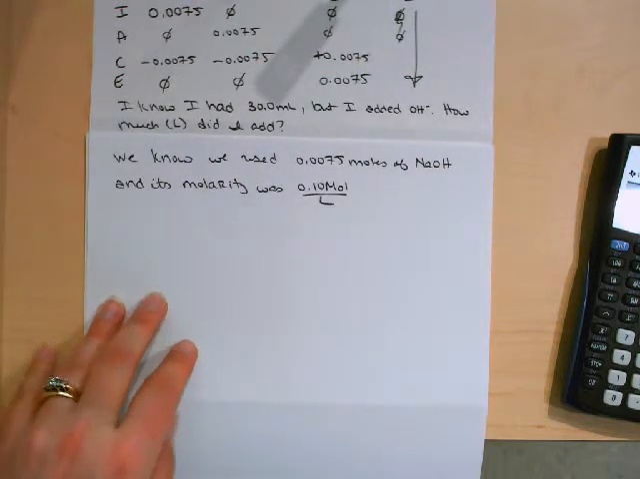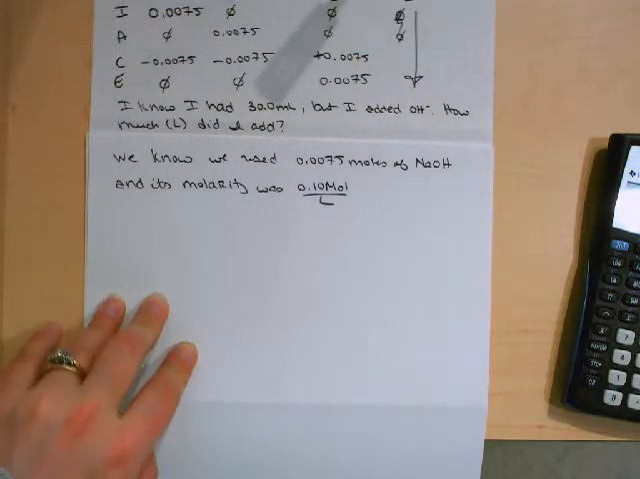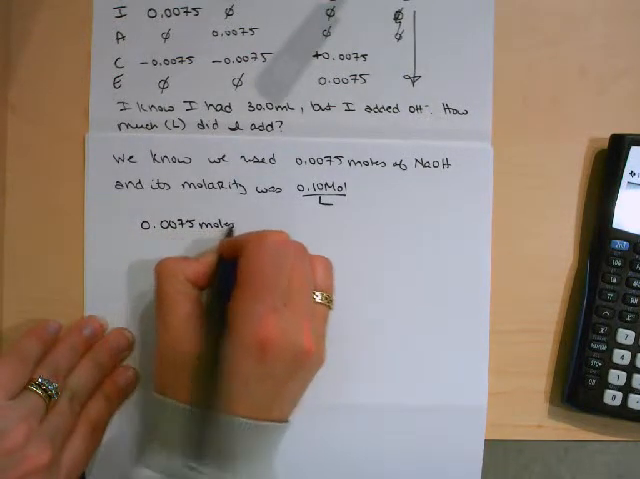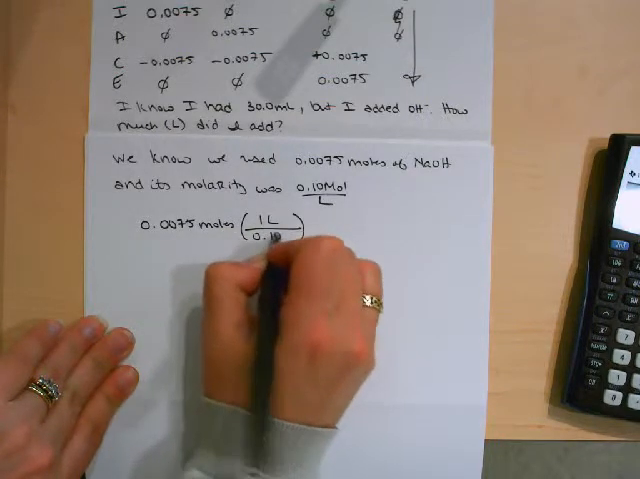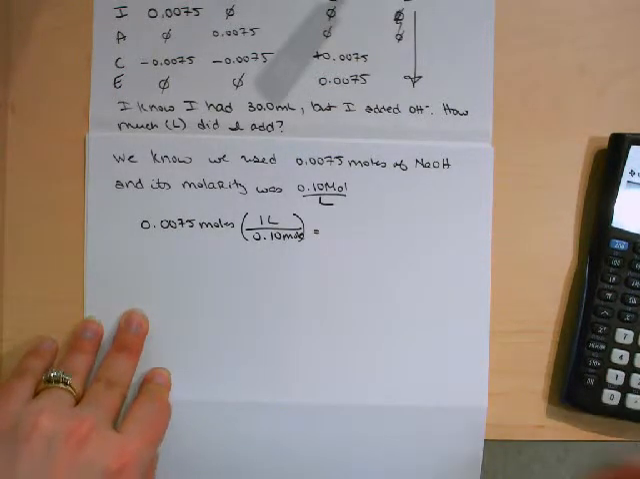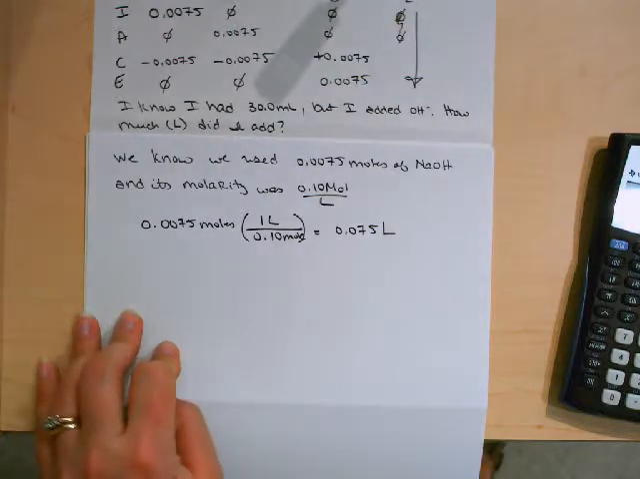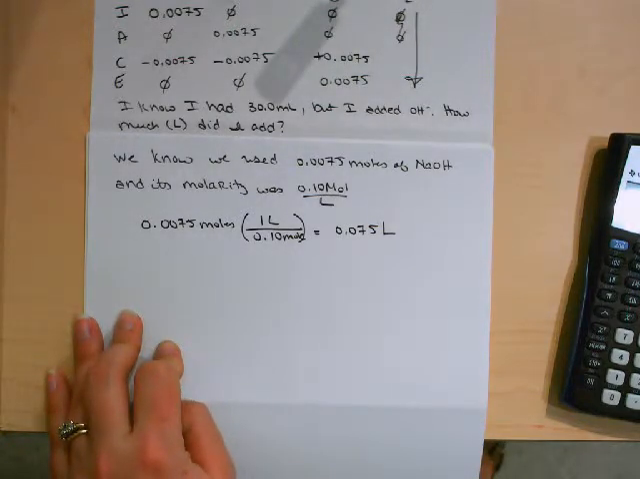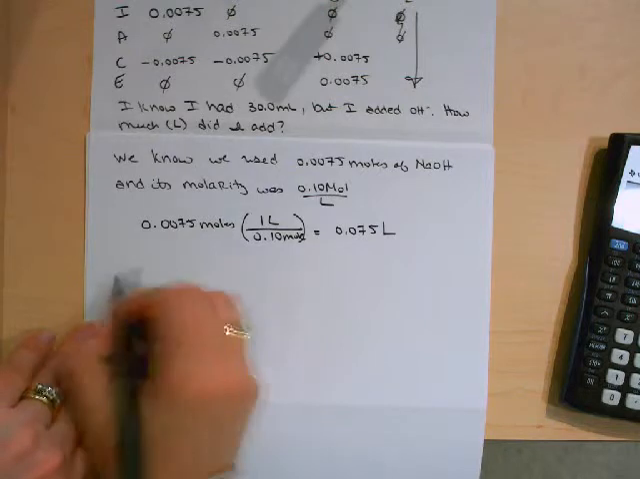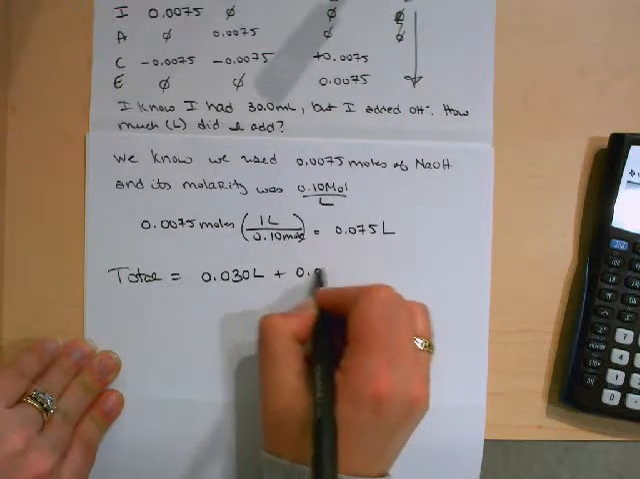Right, so we knew we used that many moles, and I know moles per liter, so I can find liters. So how many liters total must I have used? Yep, so I had 30 milliliters, which is the same as saying total 0.030 liters plus my new amount.